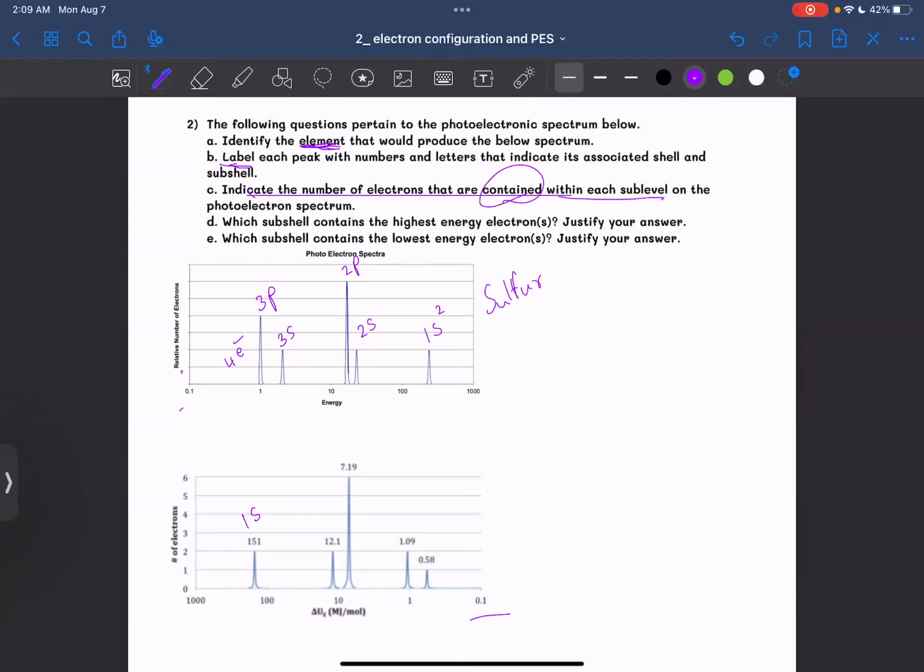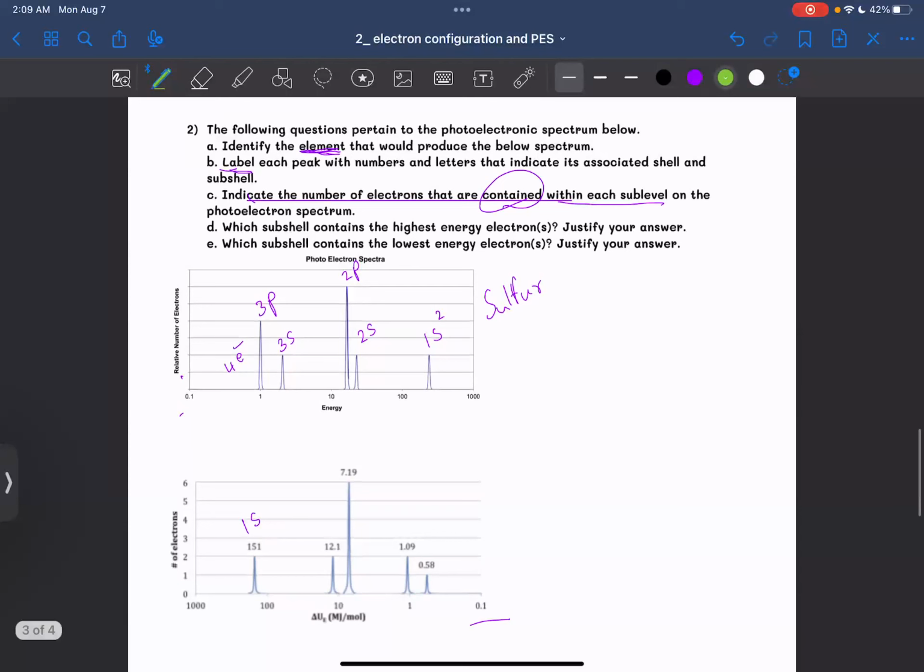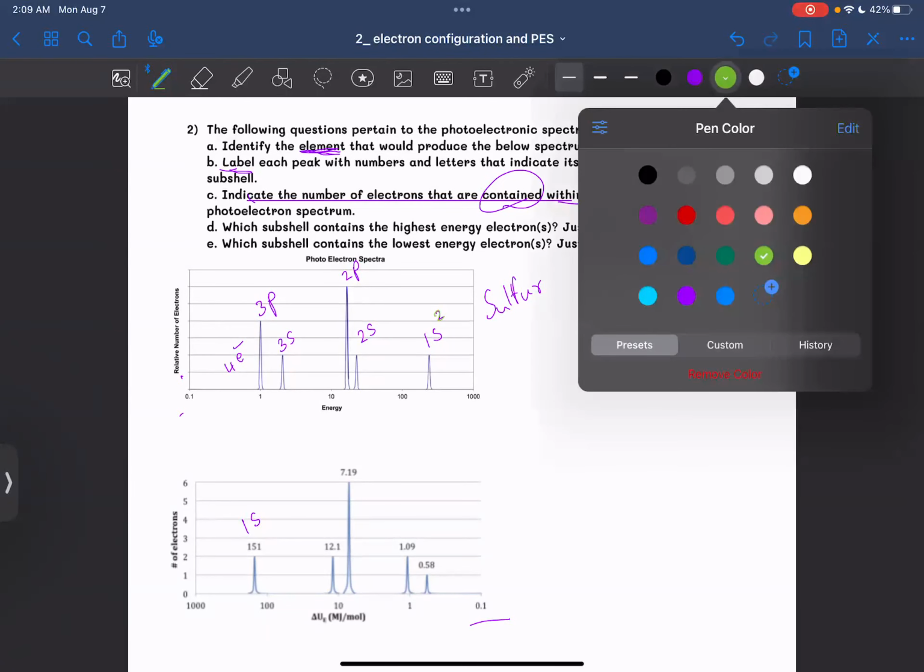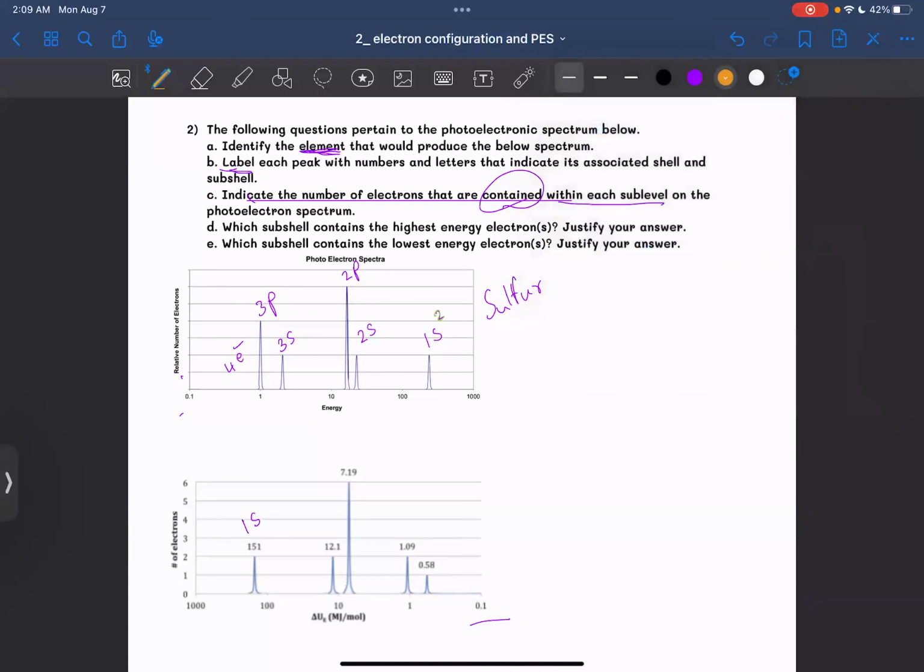Now, I said indicate the number of electrons contained within each sublevel. That is going to be shown by, I'm going to use a different color. These are really dim. I'm going to use orange. Okay, that's 2. There's 2. There's 6 there. There's 2 there. And this is 4. Okay, that's how we know.